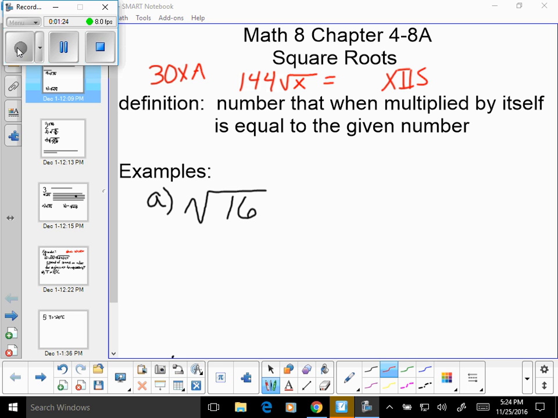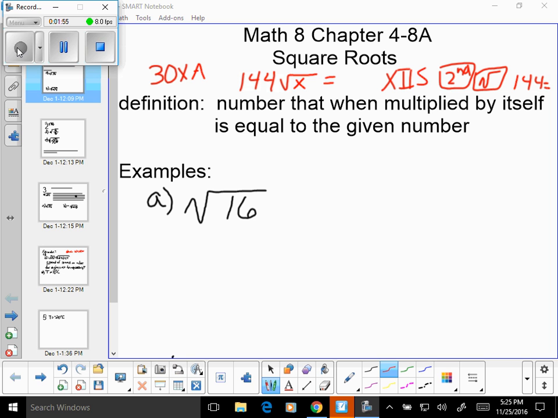Now yours is a little different. You're going to hit the second function key, then the square root key, it's actually the x squared key, then you would type in 144, and press equals, and it'll come out as 12. So I would suggest you practice that before we begin the lesson.